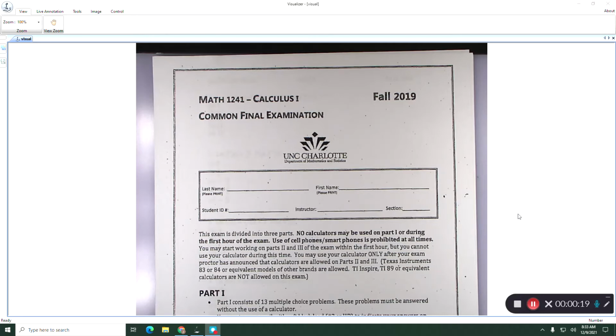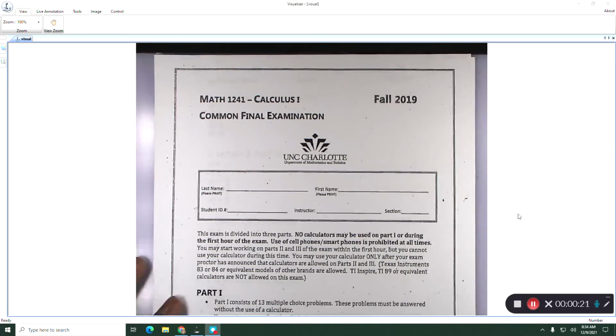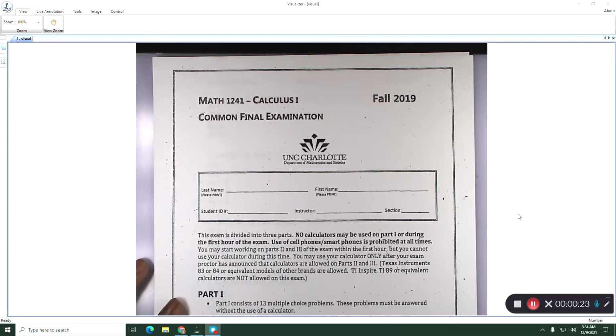The front of this page is going to look a little bit different from what you'll see during your final, but it has standard things: last name, first name, student ID, the instructor, and the section. So make sure that you know these things. Please know your name. It seems like I shouldn't have to say that, but yes, know your name. Bring your ID. Make sure that's present as well. Student ID, your instructor, and your section, okay?